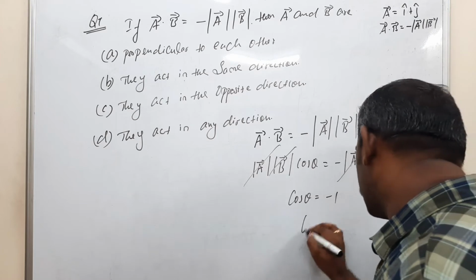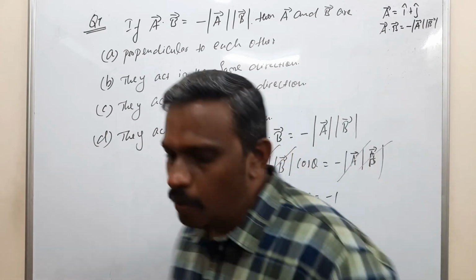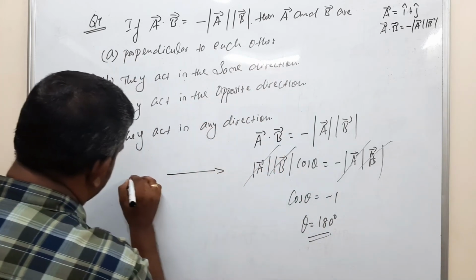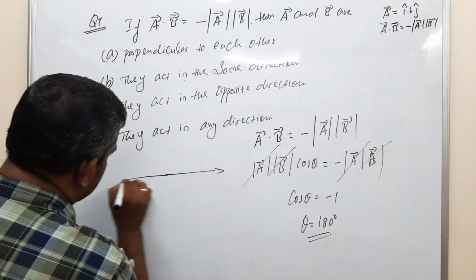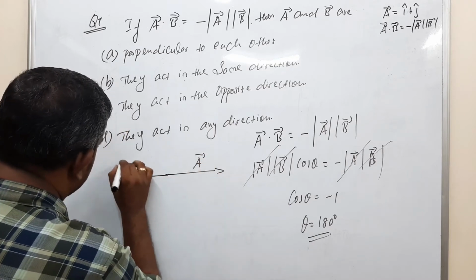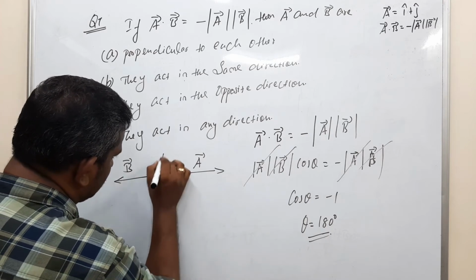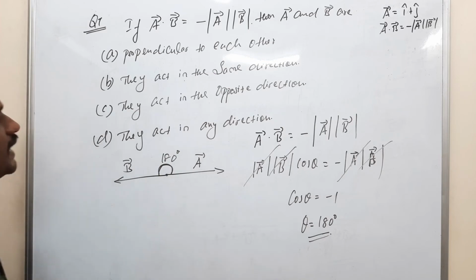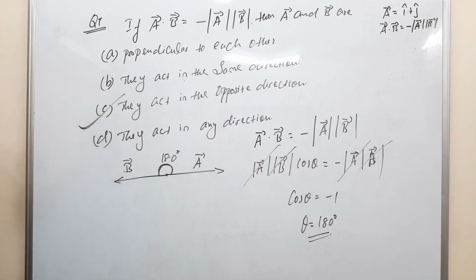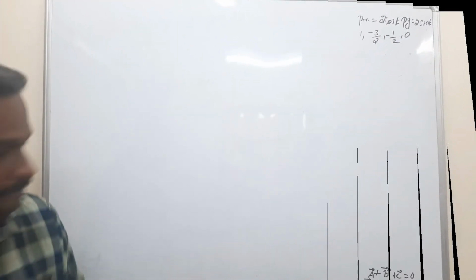Then theta is equal to 180 degrees. 180 degrees means one vector is acting in this direction and the other vector is acting in the other direction. So the angle between these two vectors is 180 degrees, and they act in the opposite direction. So option C is correct. Clear the question? Clear?